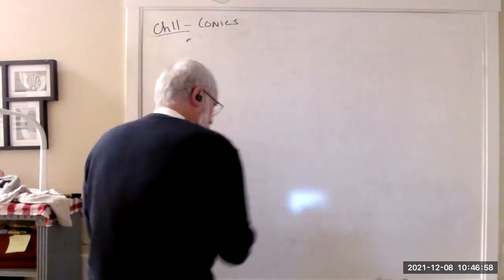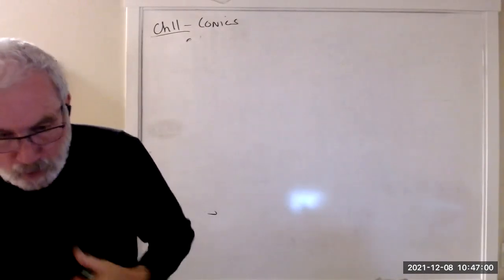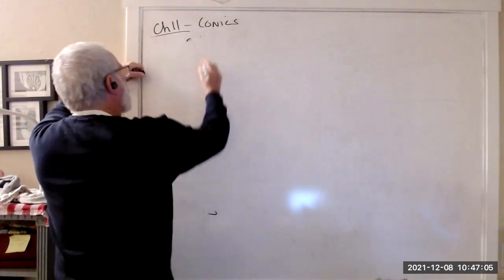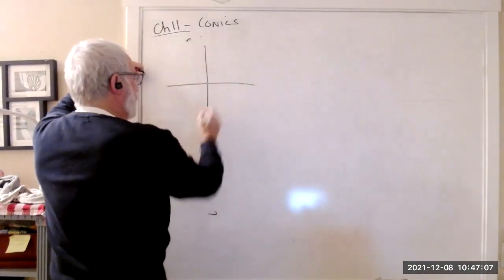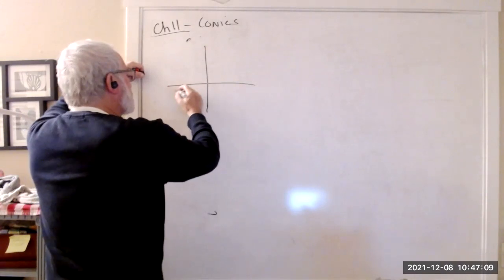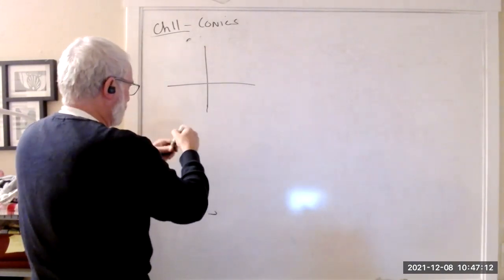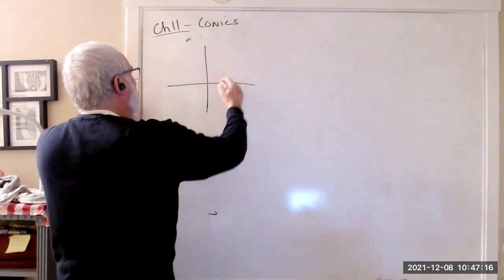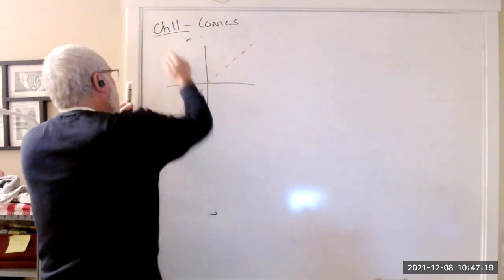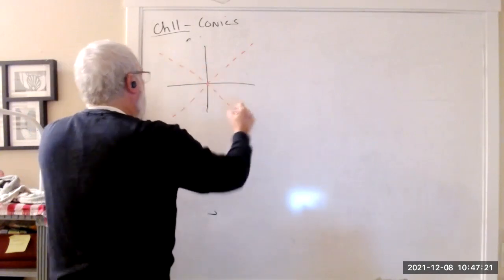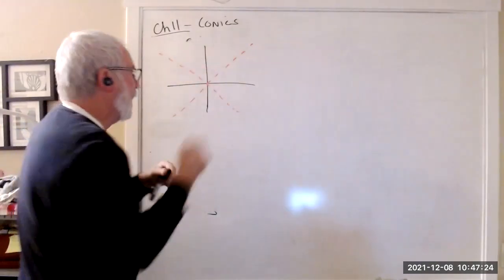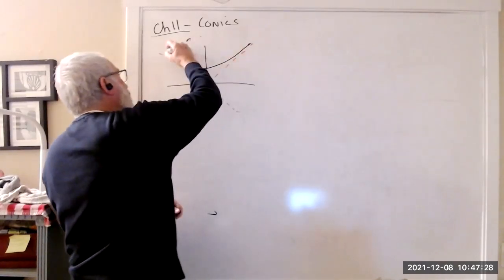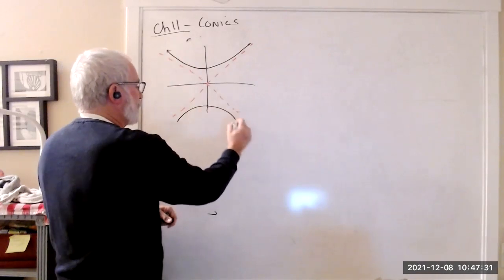Okay, one of the key features of a hyperbola is that when you graph it, it has asymptotes. I'm going to graph a simple one like this. It has asymptotes and it has 2 branches or 2 parts to it.